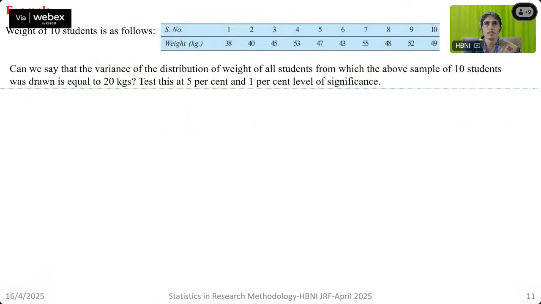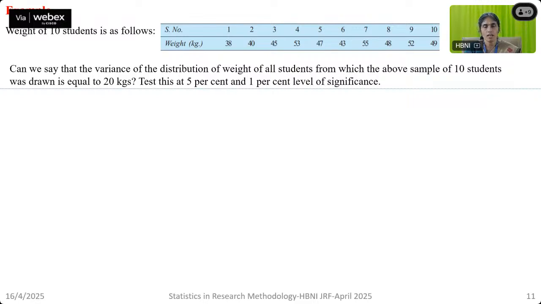This is one example, all of you can give a try. The answers are also given here in order to appreciate the use of the chi-square function to decide upon such contexts. For example, somebody is measuring the weight of 10 students and the list of weights of each one is given here in the table. Can we say that the variance of the distribution of the weights of these 10 students is approximately 20 kg? If you see, the weights are in the range of 38 to 53. Whether we can say that the variance is around 20 kg, how can we decide?